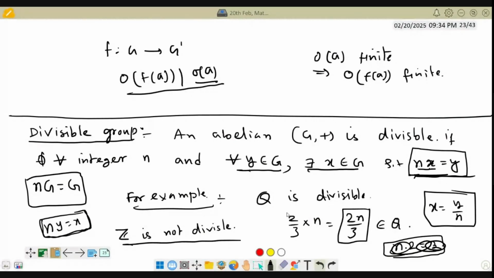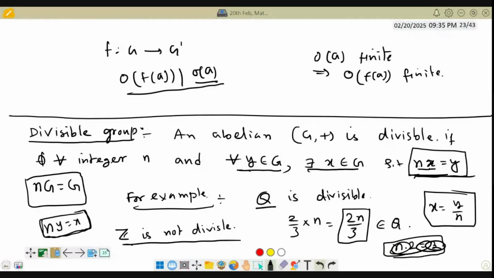But for NET purposes, if you know divisible groups that's fine, but you do not need to worry about this. This is a certain class of groups. If you know some properties of divisible groups, then that will hold for Q, even for Q mod Z, all those things.